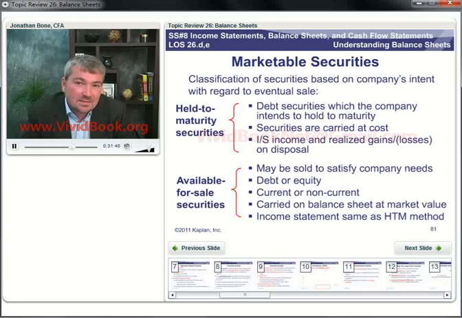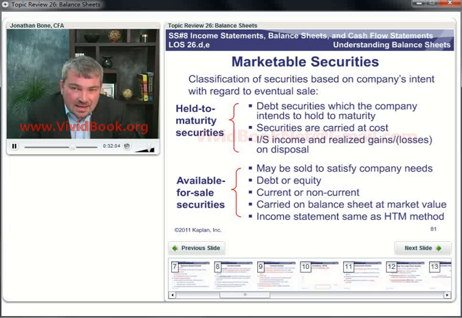Available for sale securities, these are investments that may be sold for liquidity purposes. They can be debt securities, they can be equity, they can be current assets or non-current assets. Now, typically they're more likely to be current assets here. Now, the key point is we're going to hold them on the balance sheet at their fair value, i.e. their market value, their closing price on the exchange.